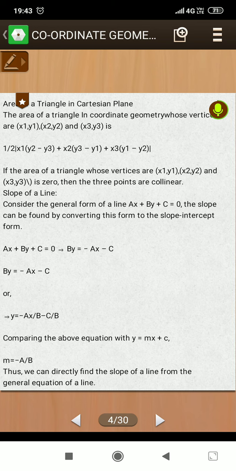Before, we have discussed it in the first slide: ax plus by plus c equivalent to 0, such that by equivalent to minus ax minus c. Transposing b to the right hand side, y equivalent to minus ax by b minus c by b. Comparing the above equation with y equivalent to mx plus c, we have m equivalent to minus a by b. Thus we can directly find the slope of a line from the general equation of a line.